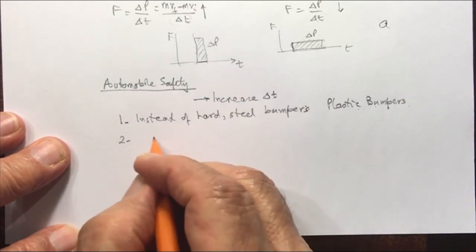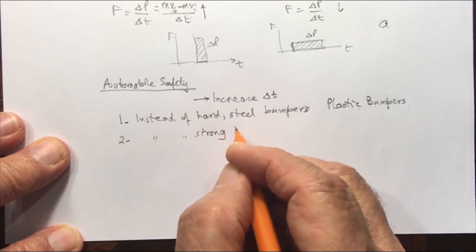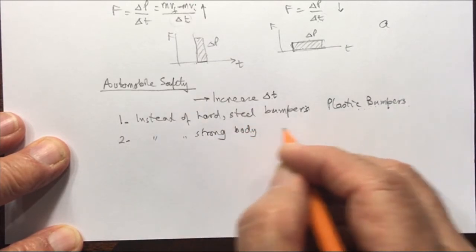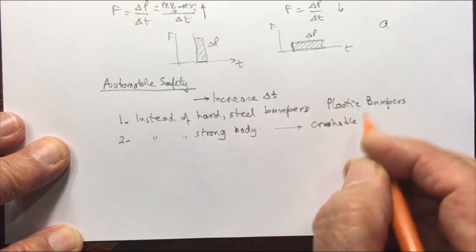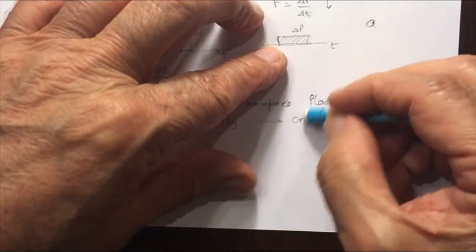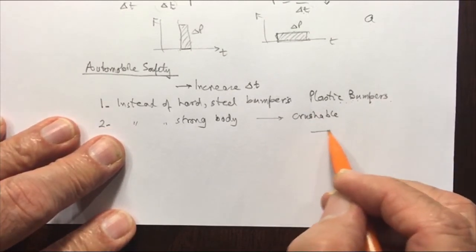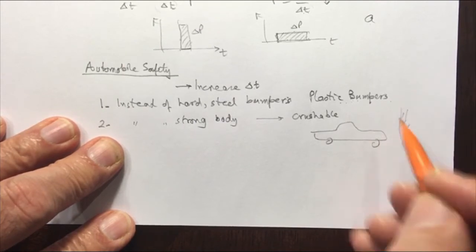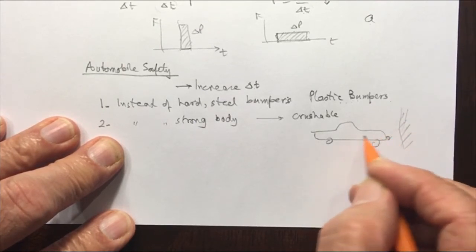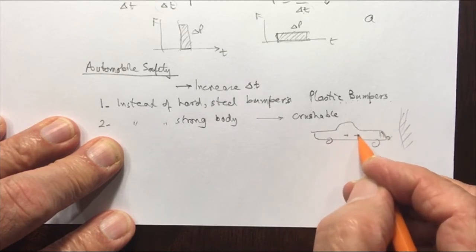Instead of having a strong steel body, the body of the car is crushable. So the front of the car starts crushing when the car hits something in front. So here's the car, and it hits, let's say, a rigid wall. Then first the bumpers will break, that will slow down the car a little bit. Then this part will start crushing and going in, and that will further slow down the car. The rest of the car will keep on moving forward.